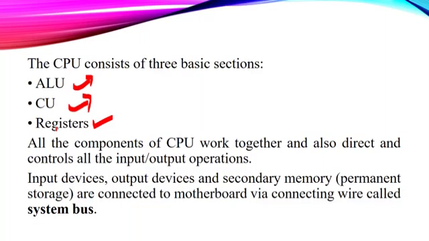Now all these input devices, output devices and secondary memory, that is our permanent memory, are connected to the computer's motherboard. And these are connected via some cables, and these cables are termed as the system buses. It's a very important term. System buses are the wires or cables available inside the CPU cabinet. So all the cables in the CPU box are termed as the system buses.